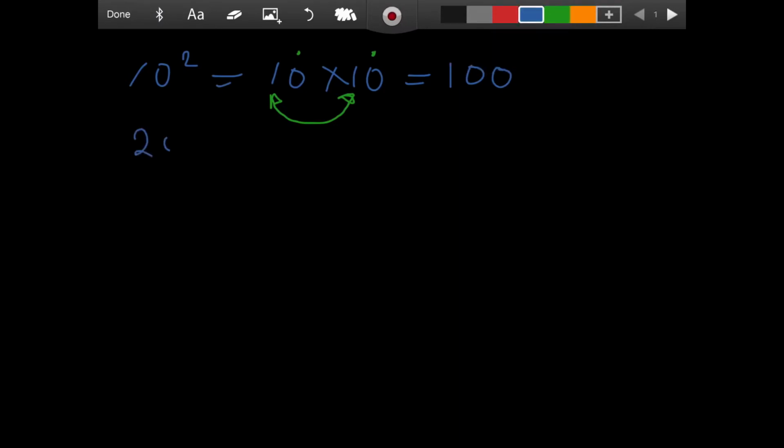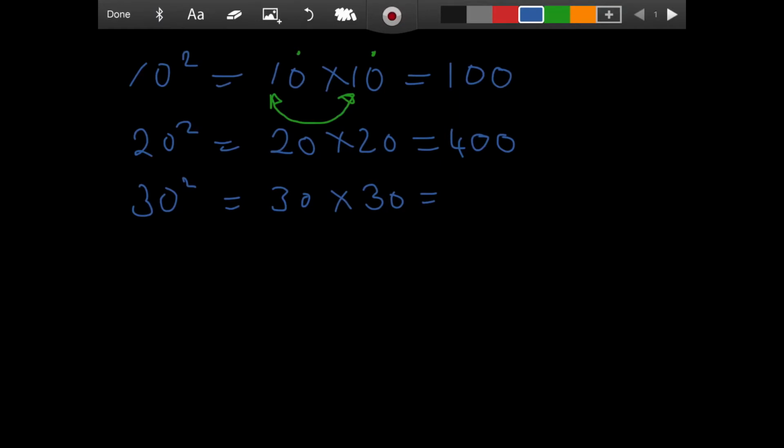So for example, again, you've got 20 squared is 20 times 20. So the 2 times 2 equals 4, and you add those two zeros on. Same thing with 30 squared. 30 times 30. 3 3s are 9. Add the two zeros. 40 squared. It's 40 times 40. 4 4s are 16. And the answer is 1600.